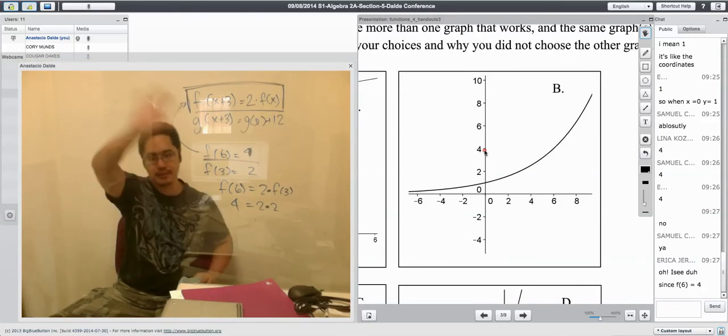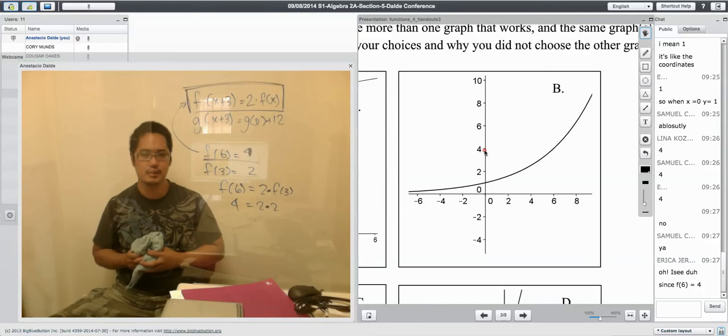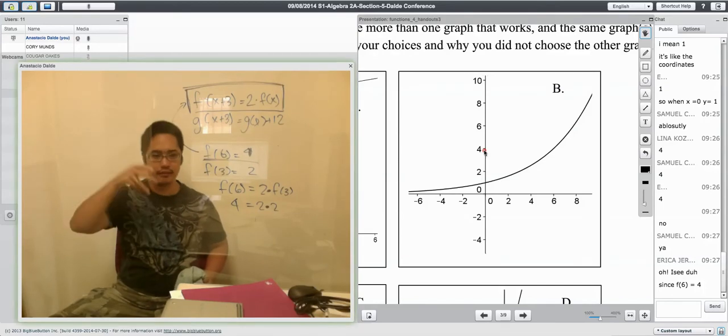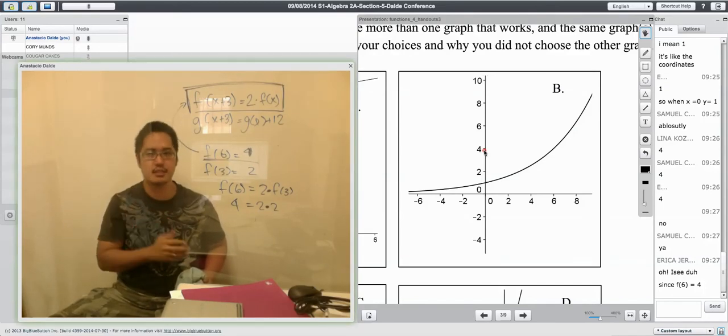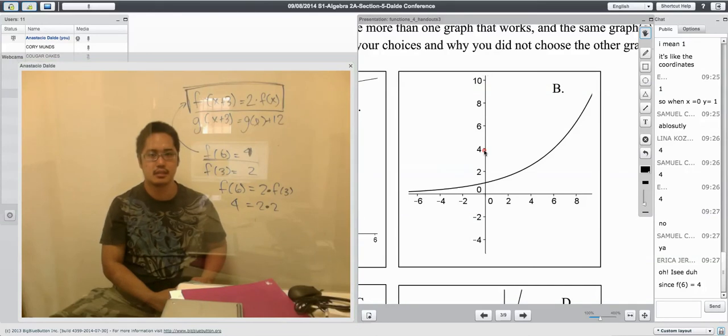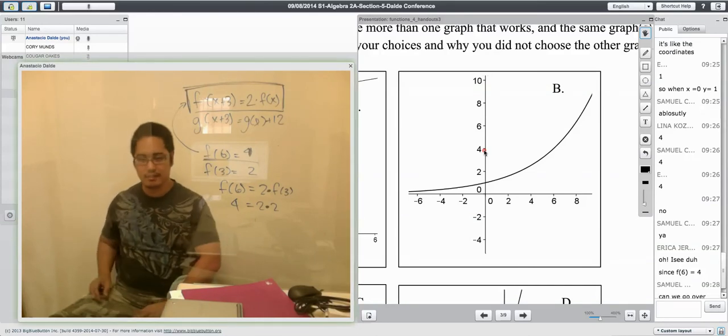Can I erase? So I did f of x for you. I figured out what f of x is. It's your job to figure out what g of x is. And you know it's the answer, not B.